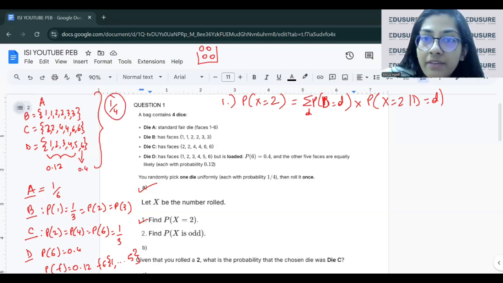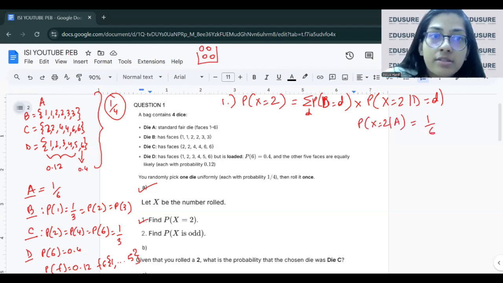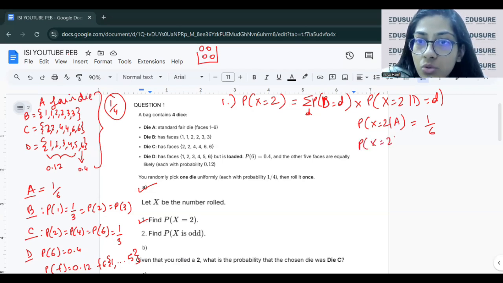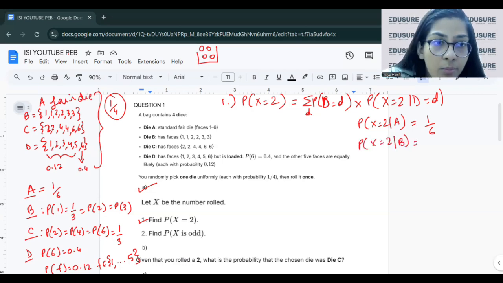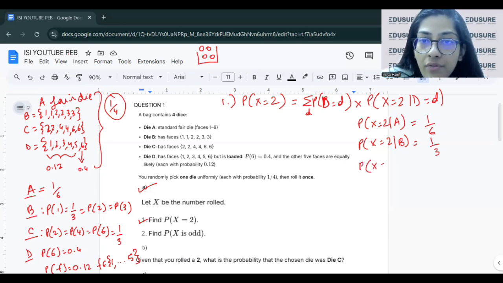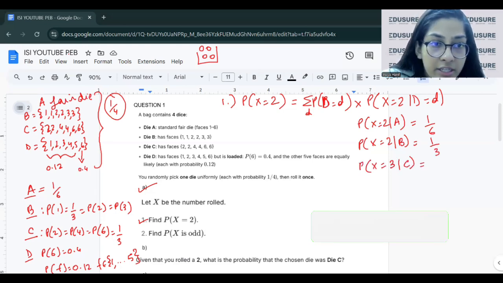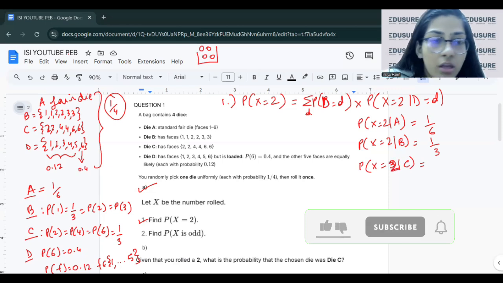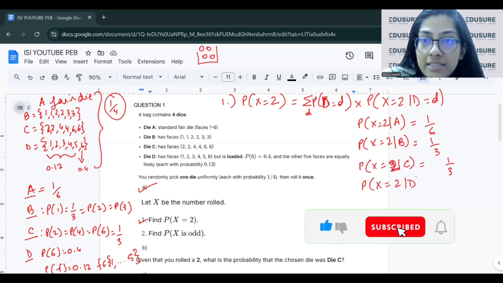ठीक है. अब ये वाला पार्ट करते हैं. So probability of x is equal to 2 given the dice a is going to be what? It's going to be 1 by 6, right? Because a is a fair die. ठीक है. Probability of x is equal to 2 given b is going to be what? ये कितना आ रहा है? 1 by 3, right? So ये 1 by 3 होगा. Probability of x is equal to 2 given dice c. तो c में जाइए. Probability, sorry, ये 2 होगा. So इसका क्या होगा? Again, it's going to be 1 by 3. And probability of x is equal to 2 given dice d is going to be what? 0.12. ठीक है.